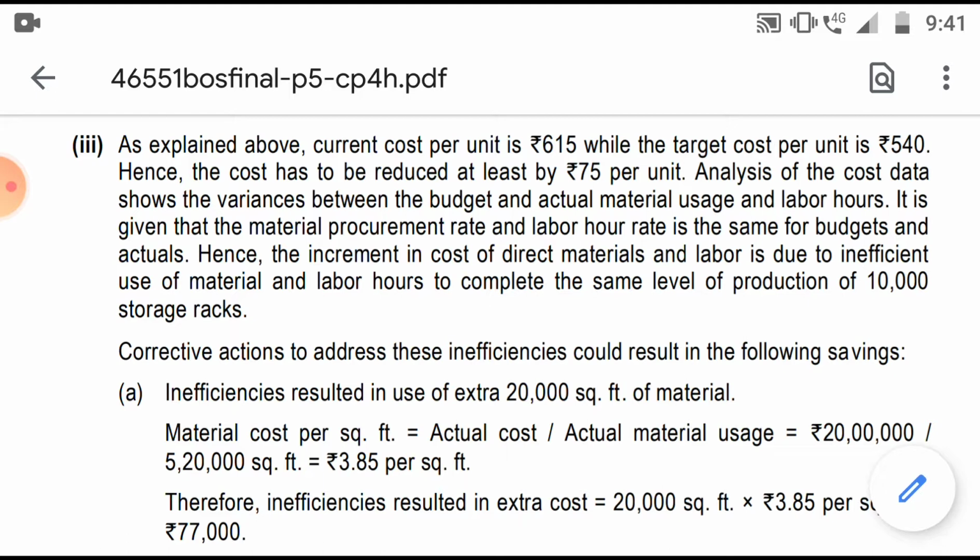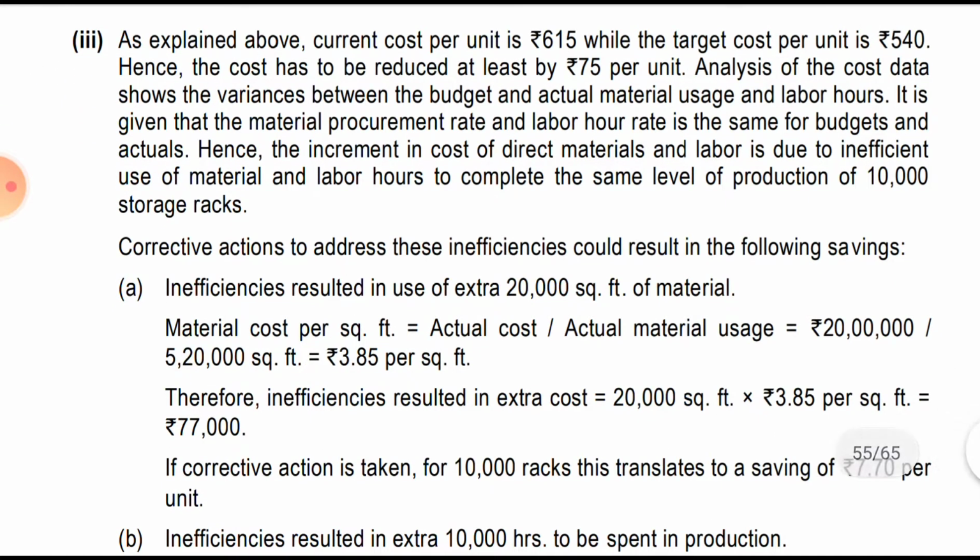Hence the increment in the cost of the direct material and the labor is due to the inefficient use of the material and the labor hours to complete the same level of production of 10,000 units of the rack. So for the production of the same 10,000, they had consumed more material, and there have been more labor hours involved for those 10,000 storage racks. Corrective actions to address these inefficiencies could result in the following savings.